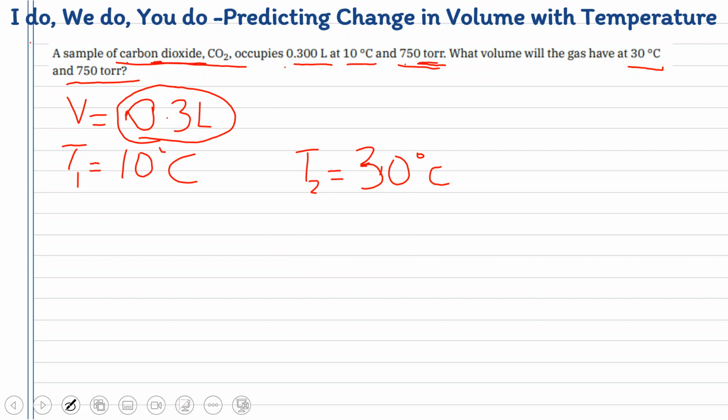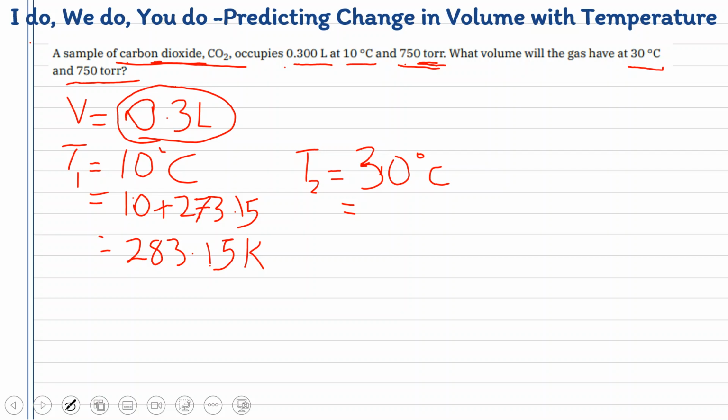But before we go into it, remember we said we need to have a temperature in Kelvin scale to help us apply it to Charles' law. So let's change this temperature to Kelvin. It's going to be 10 plus 273.15, and that's going to give you 283.15 Kelvin.